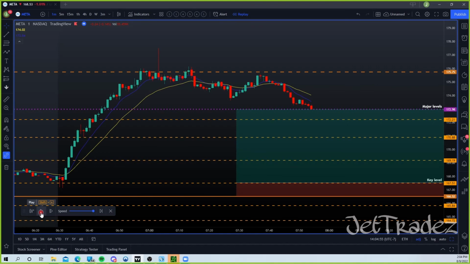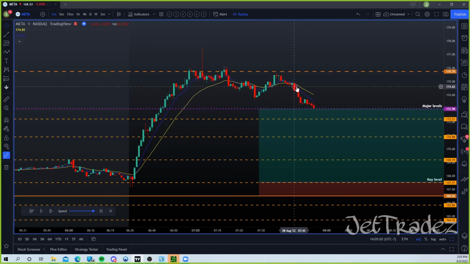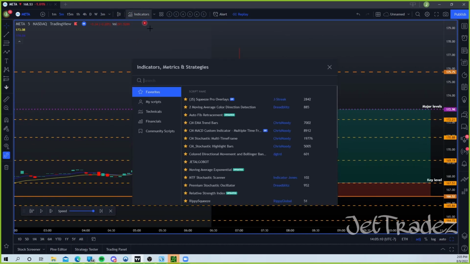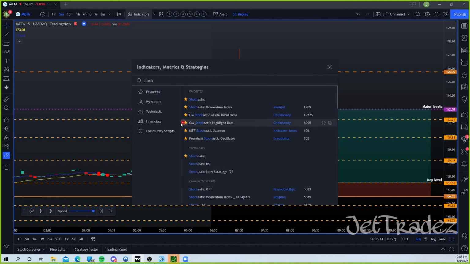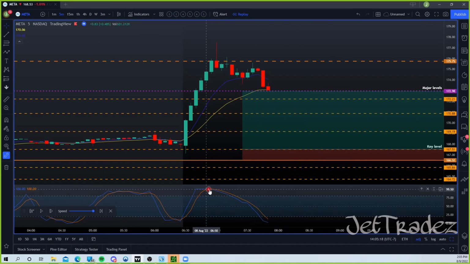So now how do I enter puts? Below that major level, that means that it didn't hold. I wanted it to hold, but I noticed that it was below the EMAs. And also something else that I want to teach you guys, that you could also use the stochastic RSI, something that I use. Stochastic RSI, right? You can see momentum is being lost to the downside, so I just waited.